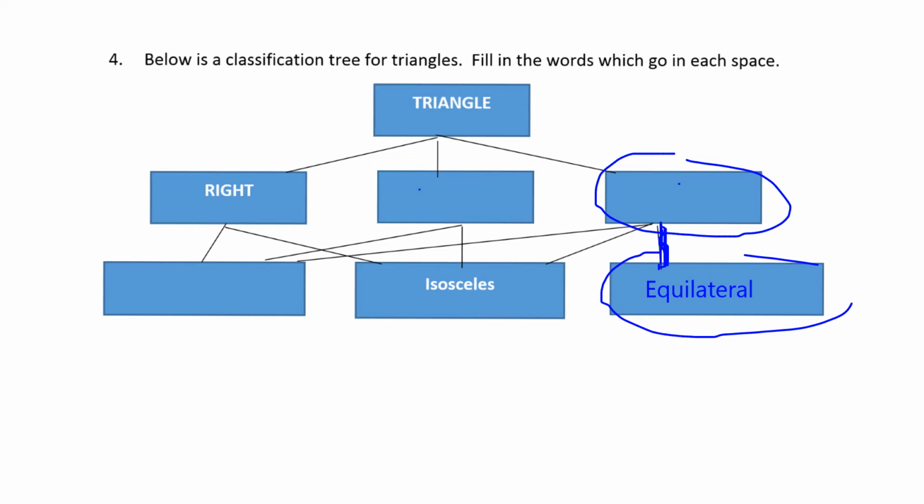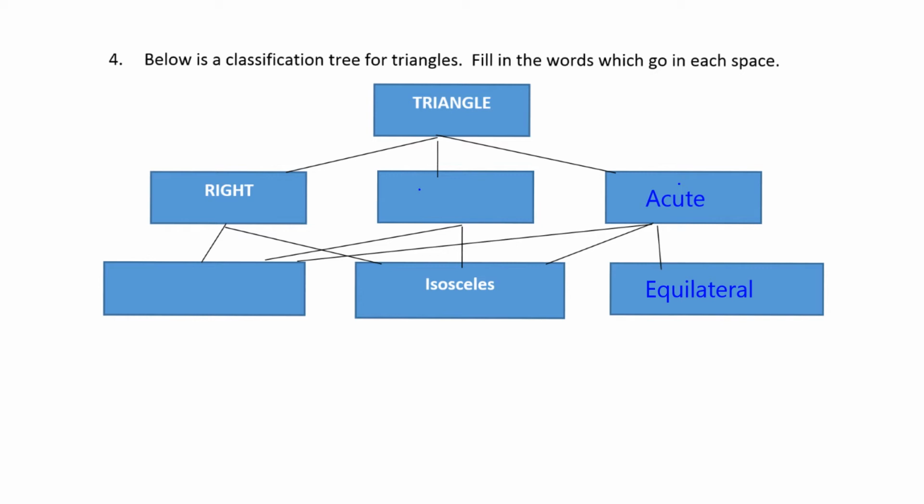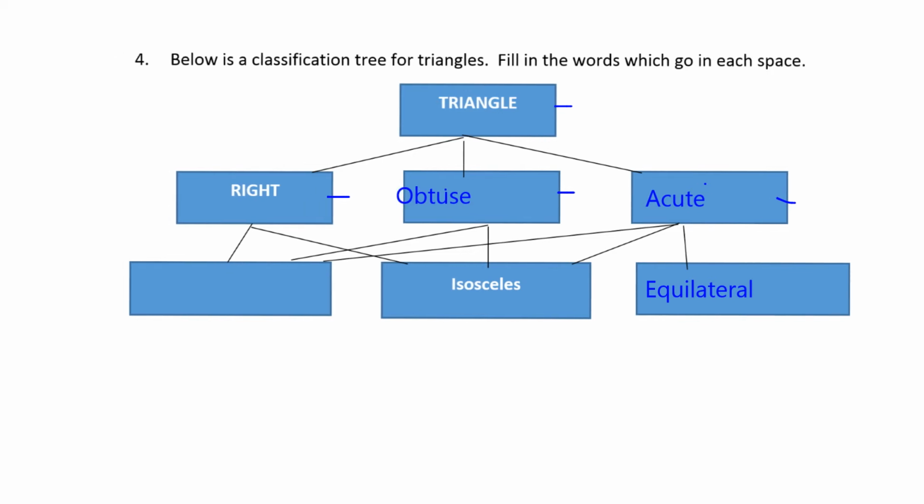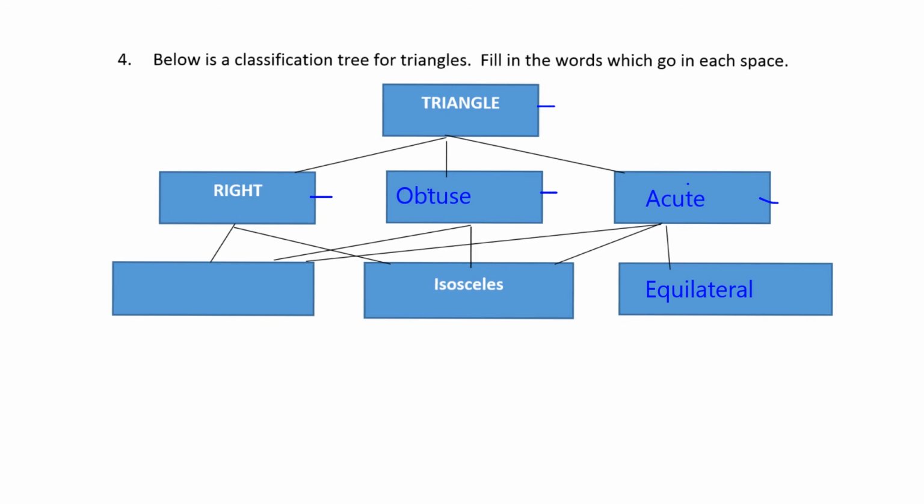Now I have the first classifications of triangles. I have the right triangle, the acute triangle. Well, the only other one that is an angle classification is, of course, the obtuse. So I'm going to go ahead and put obtuse here. And then I only have one more space that I have to fill in. And that is going to be a type of side measurement, just like equilateral is a side measurement and isosceles is a side classification rather. Then this one is also some type of side classification.